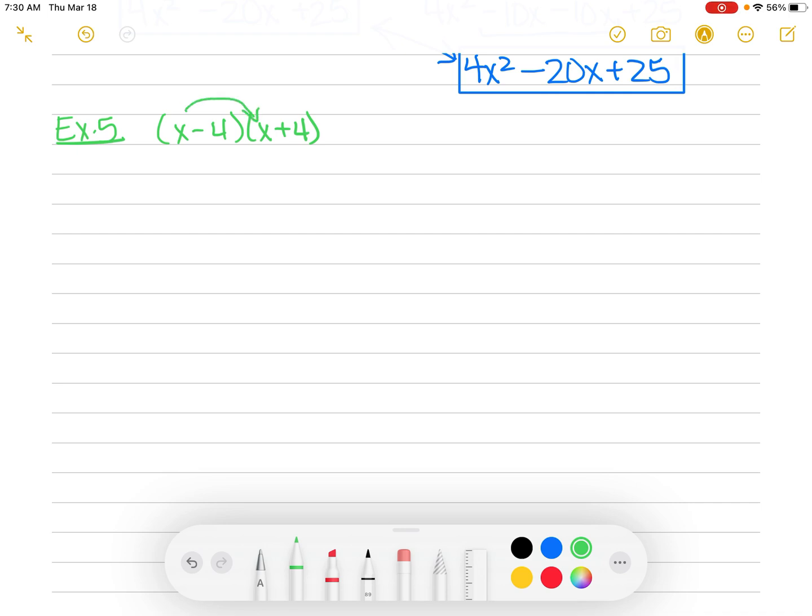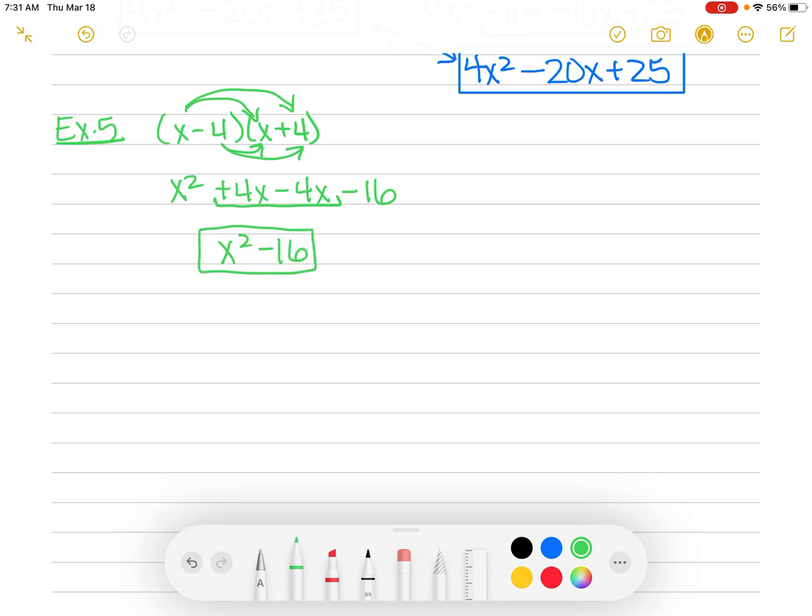Okay, so I'm going to go x times x is x squared, and then x times 4 is 4x, and then on the other side, negative 4 times x is negative 4x, and negative 4 times negative 4 is minus 16. Okay, now I'm going to put together my like terms. So 4x minus 4x is 0, right? So all I have left is x squared minus 16. So those middle two terms canceled each other out and got 0. Okay, so that was it for that one. Pretty easy. Same thing we've been doing.